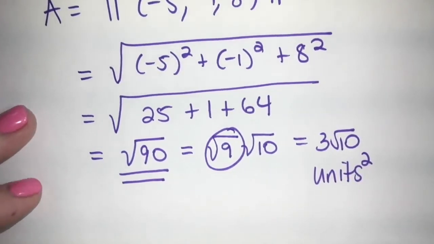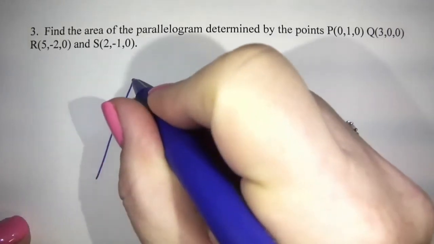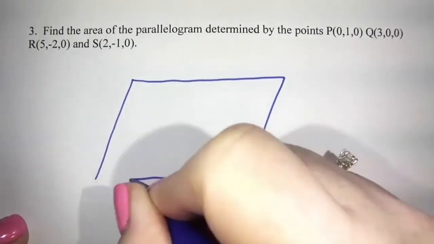So in example 3, we're asked to find the area of the parallelogram determined by 4 points. So here, usually when we're given a parallelogram area question, we're just given 2 vectors. But in this case, on the exam, they asked them to do it using 4 points. So this is quite a bit trickier.